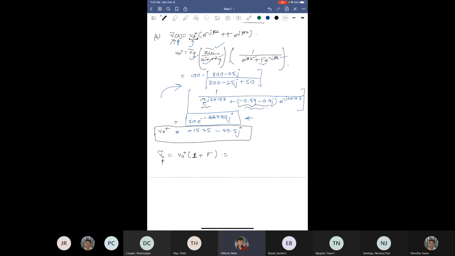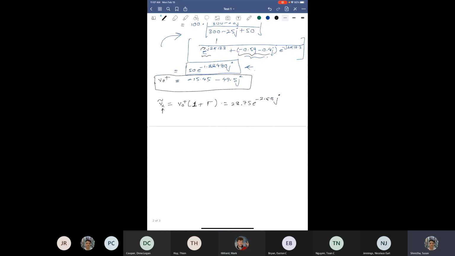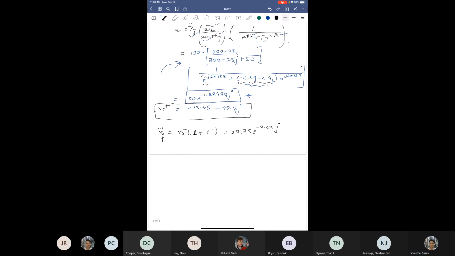Polar is 28.75 e to the power negative 2.66 j, and rectangular was negative 25.5 minus 13.19 j for me. You said your polar was 28.75 e to the power negative 2.66 j? Yes. Okay. So if we have it in polar, are we done? Do we have our load voltage now? Can we stop working on this problem? What do you all think?